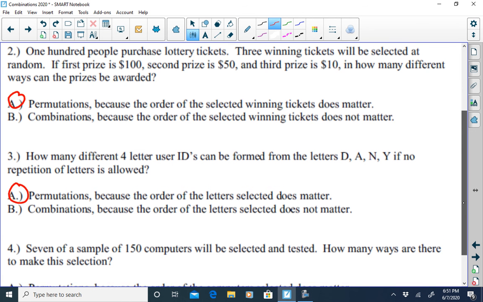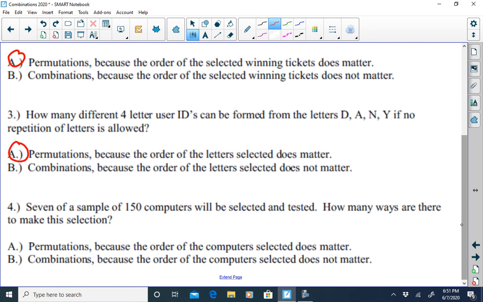And question 4, 7 of the sample of 150 computers will be selected and tested. How many ways are there to make that selection? Well, if you're talking about selecting computers and testing them, the order is not going to matter. So that's going to be a combination because the order of the computers selected does not matter.